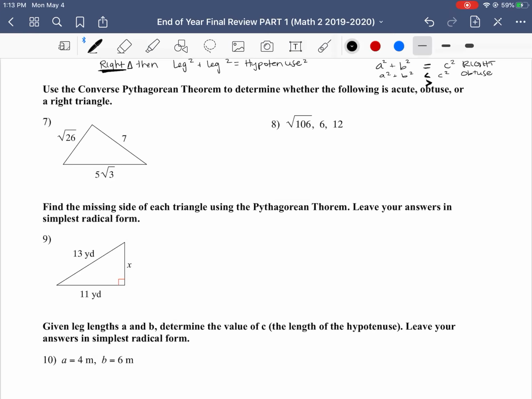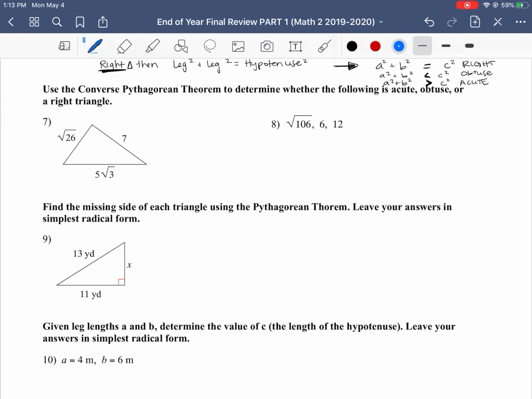And then kind of in that same realm, if it's the other direction, so the a squared plus b squared is larger and that c squared is smaller, then that makes it an acute triangle. So we call this the converse theorem because you're kind of going backwards to tell which kind of triangle it is. So number 7 and 8, very similar.